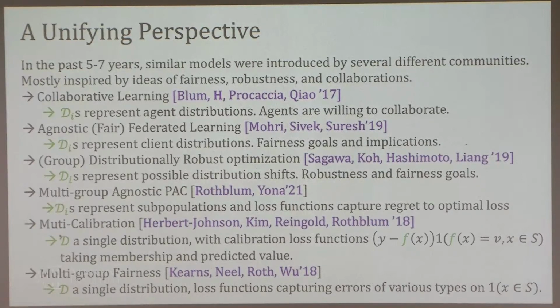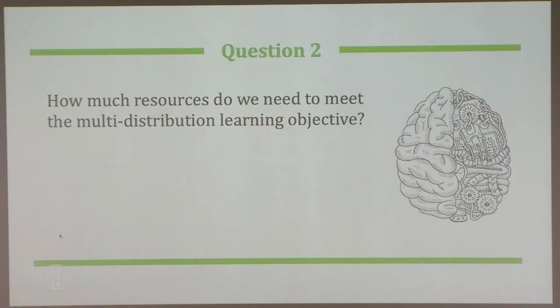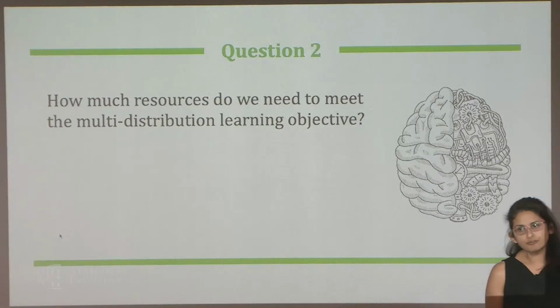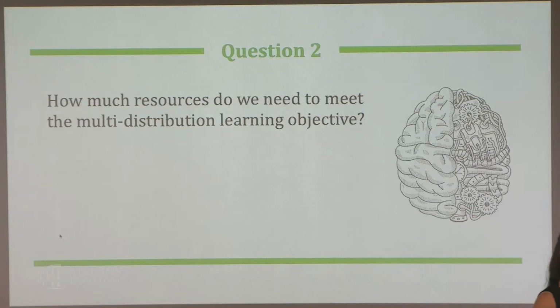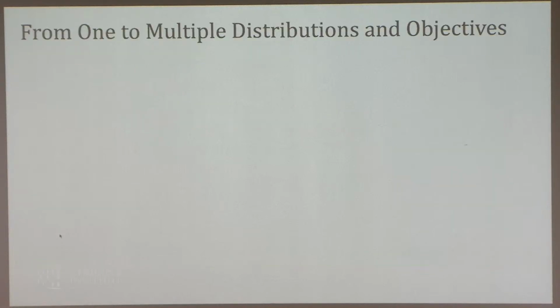So let's go to the bigger abstraction here. This brings me to question 2. Now that we've agreed on a formalism, how do we play with this formalism? The question I want to focus on is: how many resources do we need to meet the multi-distribution learning objectives? I moved from multi-objective to multi-distribution because it simplifies things. Imagine we are in binary prediction, with multiple distributions rather than many different losses. The techniques are very similar.